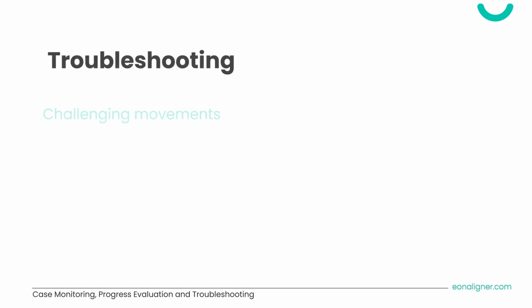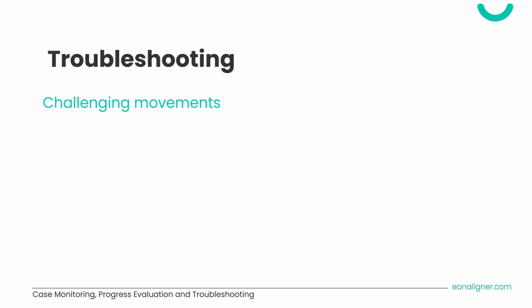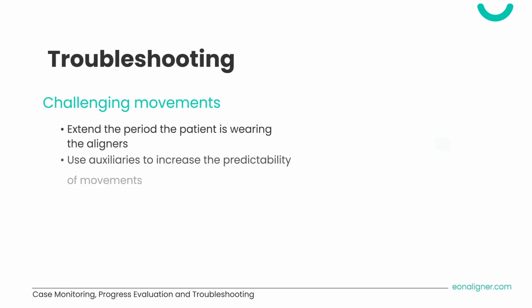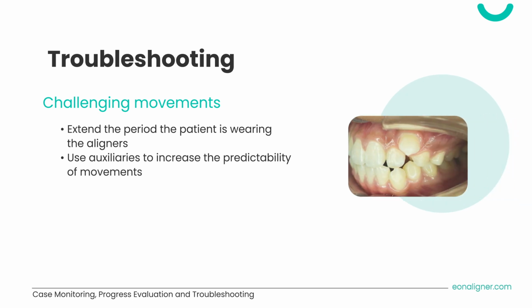Some movements are naturally more challenging to achieve than others. Therefore, some loss of track or a lag in the aligner might be expected. Such movements may include extrusion, severe rotations, and long-span bodily movements. If a lag is seen, you can do one of the following. First, give the aligners enough time to move the teeth in the intended direction, because everyone's biological response is different than the other. Or use auxiliaries to increase the predictability of such movements if deemed helpful.